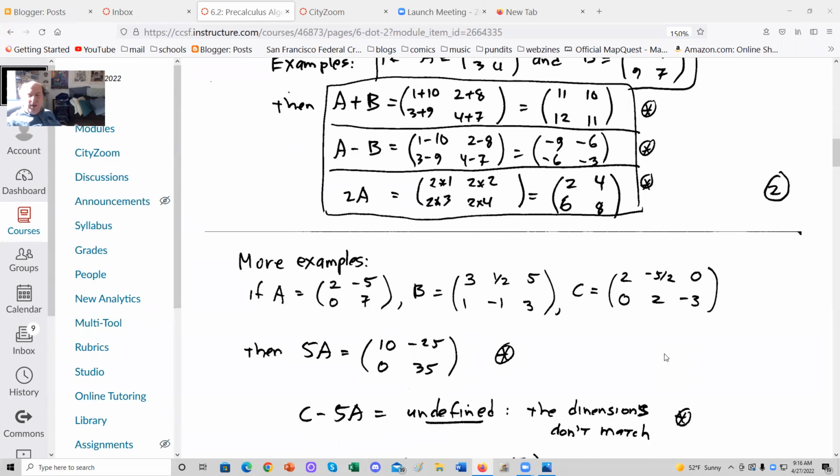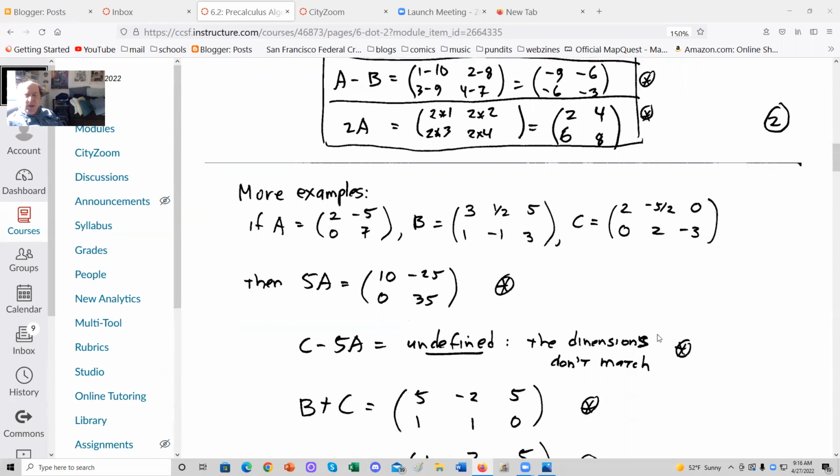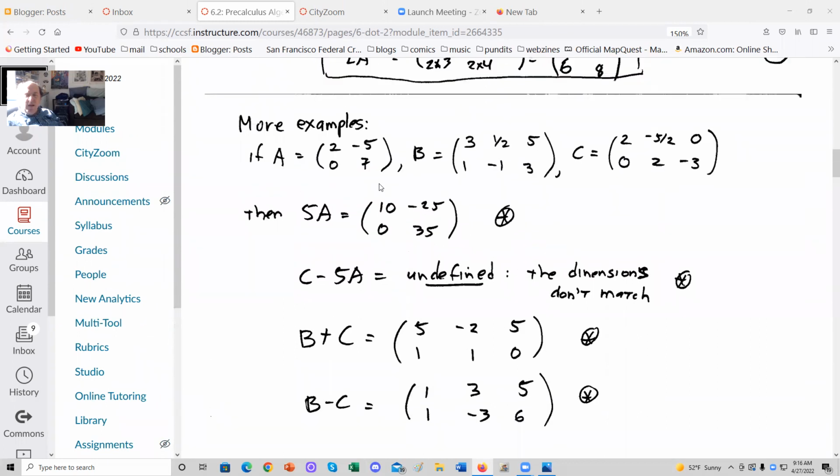So here's another example. 2, negative 5, 0, 7 is matrix A; 3, a half, 5, 1, negative 1, 3 is B; and 2, negative 5 halves, 0, 0, 2, negative 3 is C. So let's define 5A, C minus 5A, B plus C, and B minus C. 5A, you multiply each of these entries by 5. 2 times 5 is 10. Negative 5 times 5 is negative 25. 0 times 5 is 0. My apologies, 7 times 5 is 35. So there we are: 10, negative 25, 0, 35.